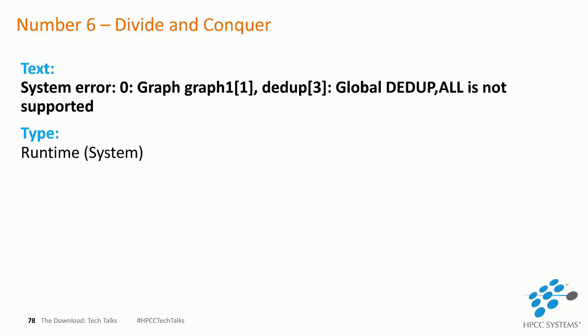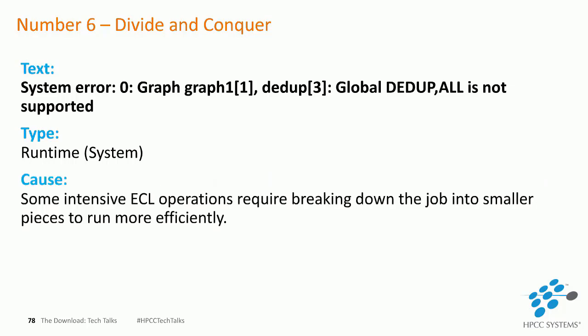This error comes out at runtime, so the syntax will be, in most cases, correct. And then when you run this, you'll see this error pop up at runtime. Now, the cause of this is because the compiler detects that using a dedupe with all is a very processor-intensive operation, and so it is asking you to break down your data set into smaller groups to run more efficiently.